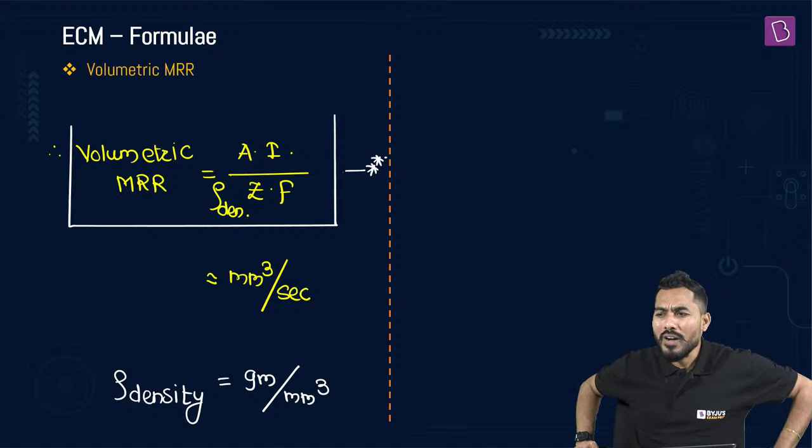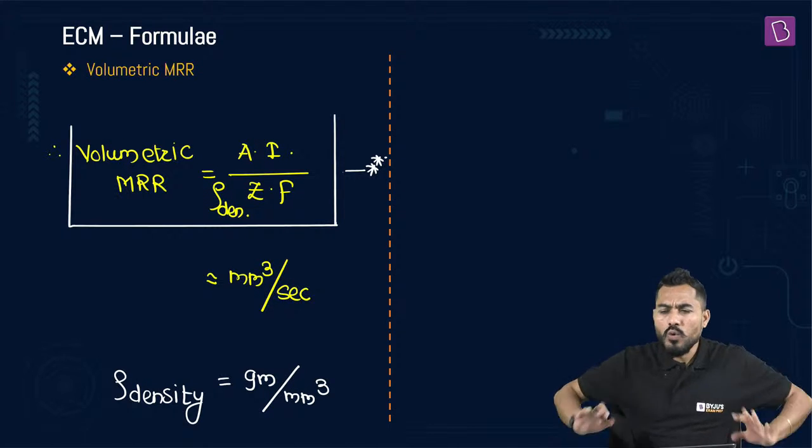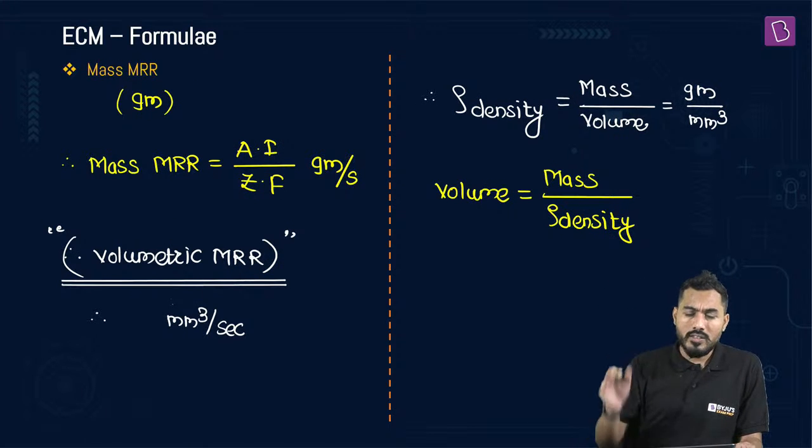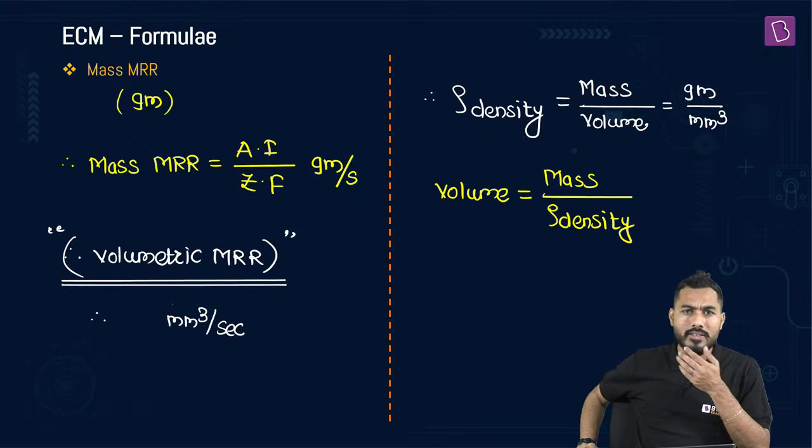Now, do I need to mug up these formulas? I don't at all need to mug up these formulas. Just remember the mass material removal rate. What is it? A into I divided by Z into F.